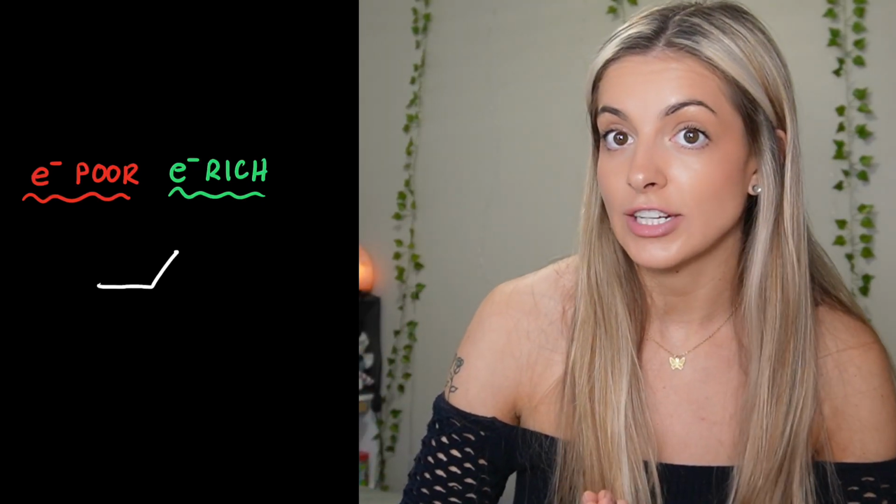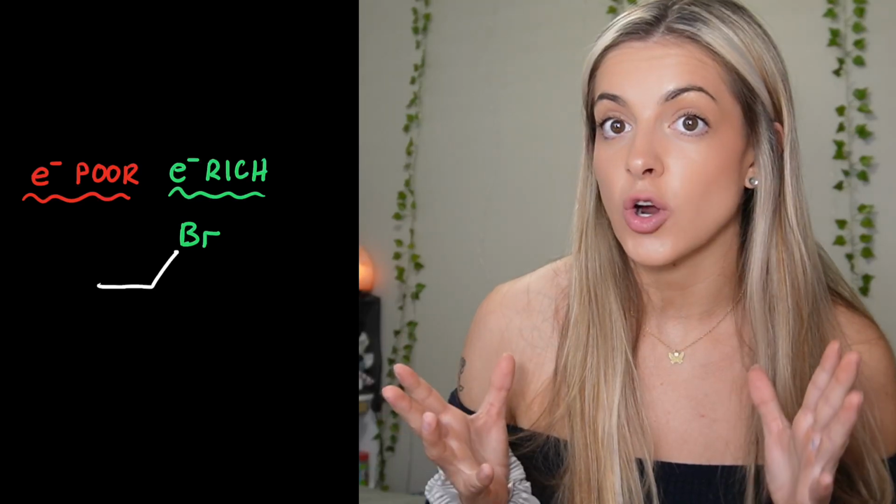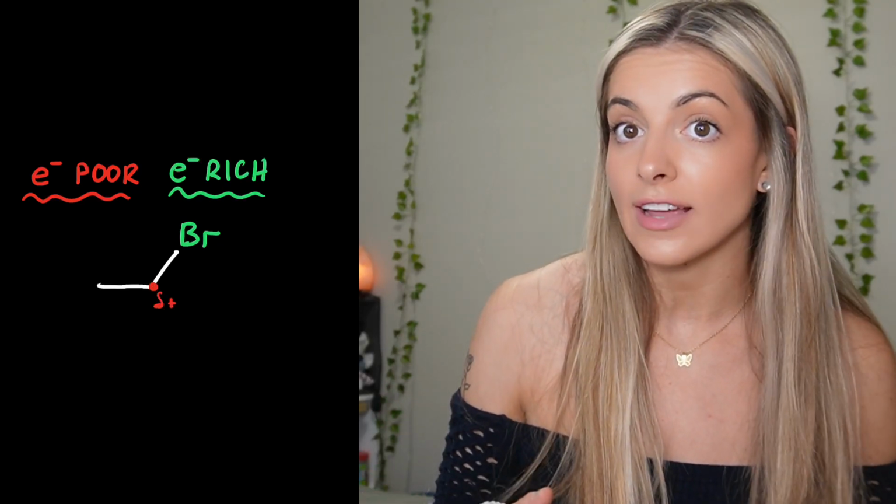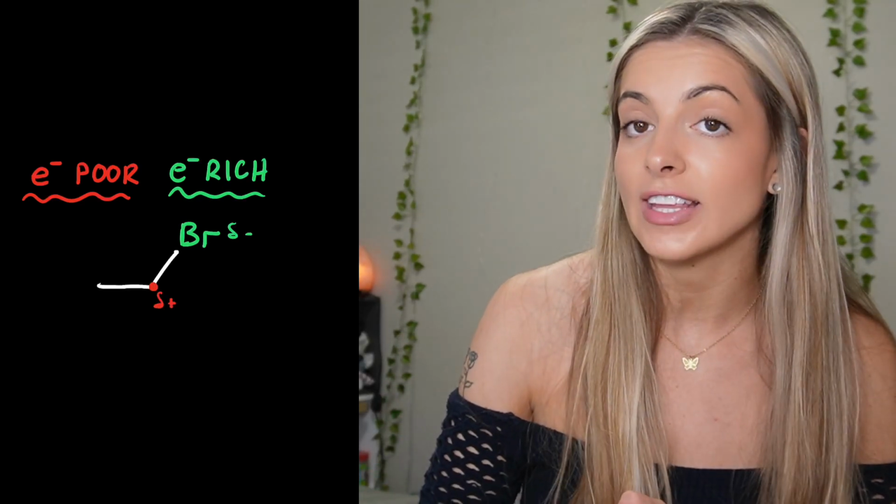So I've mentioned the words electron rich and electron poor, so let's discuss what I mean by that. Knowing what electron rich means and what electron poor means is an essential concept in this entire course, and I will mention this term over and over again, so let's talk about it. So what does it mean to be electron rich? When an atom is electron rich, it means that it has excess electron density. So for example, like the bromine attached to a carbon in the last example.